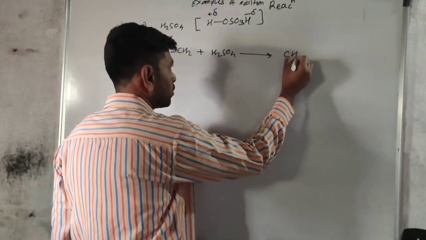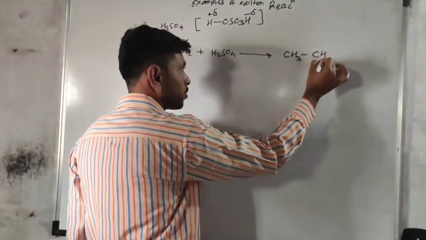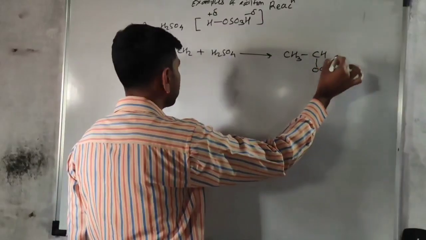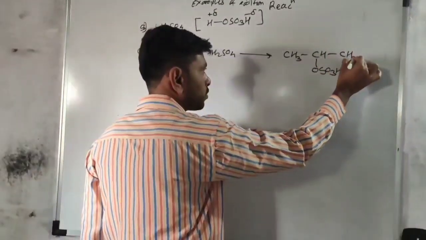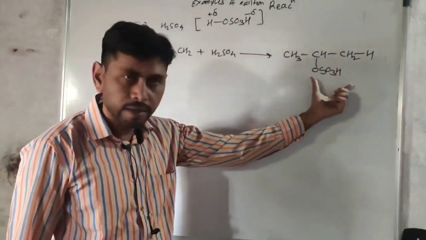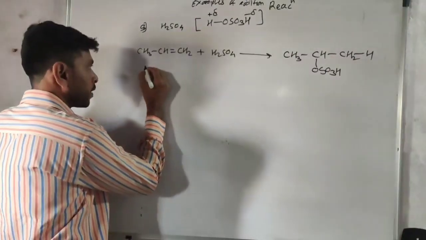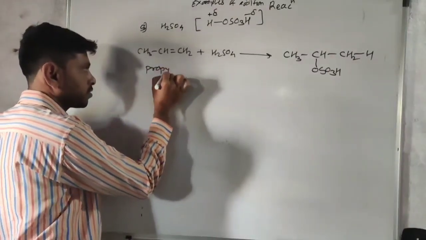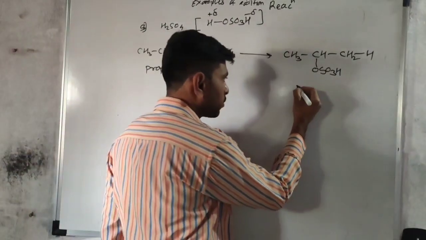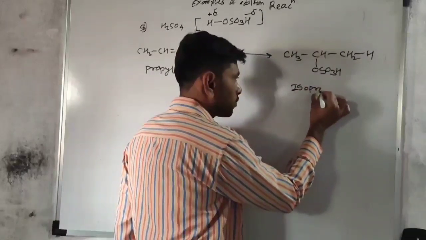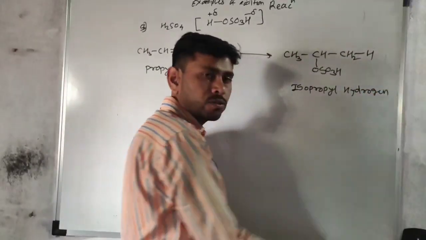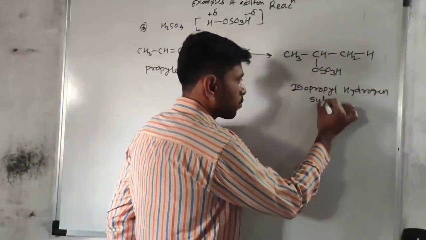So in this we get the addition product CH3CH, this negative part OSO3H gets added here, and hydrogen is added to this other carbon, then we get the addition product. So propylene is the substrate, H2SO4 is the reagent, and we get the product isopropyl hydrogen sulfate. Isopropyl hydrogen sulfate is the product we get here.